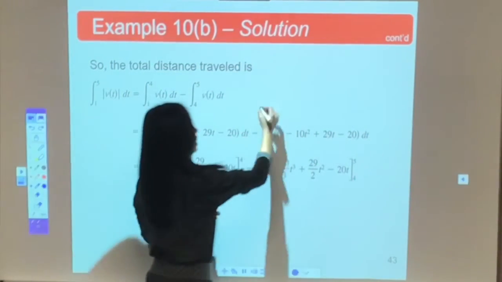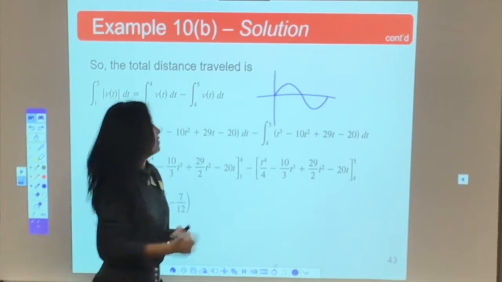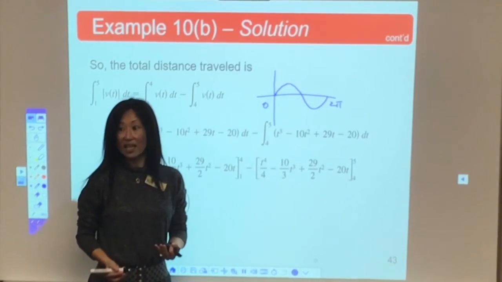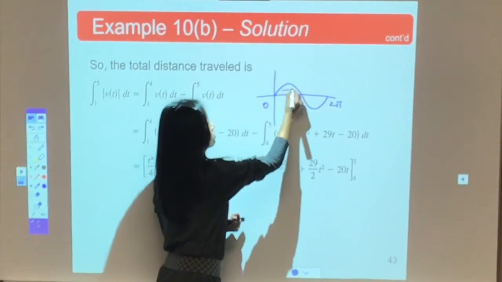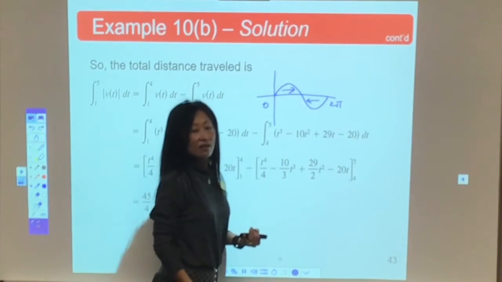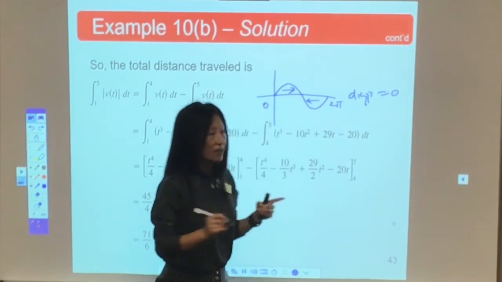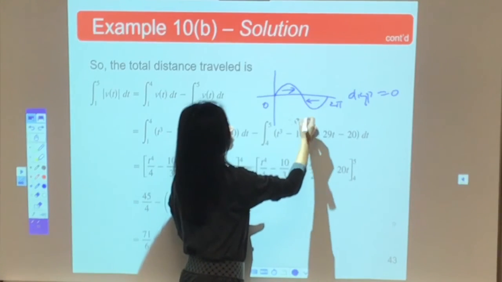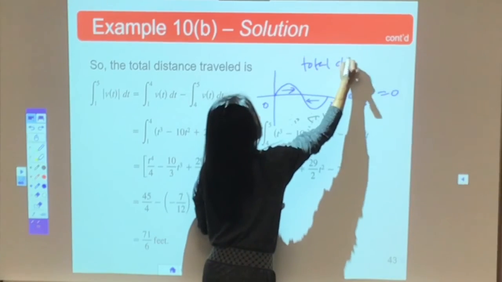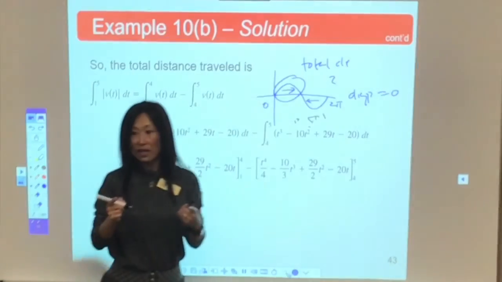Why? If you have this kind of graph, what's my displacement if I do from 0 to 2 pi? What's my displacement? Nothing. Why? You move to the right this much, and you move exactly the same amount to the left. So your displacement is 0. But your total distance is different. What's my total distance? 2, that's right. Total distance would be 2 of whatever that is. Do you see the difference, class? Okay.